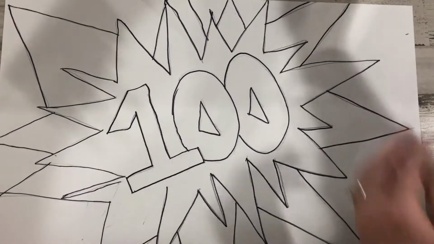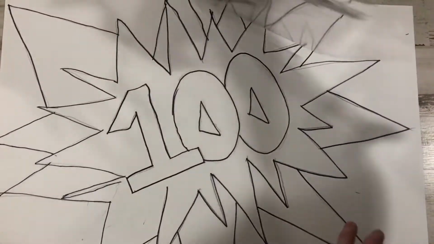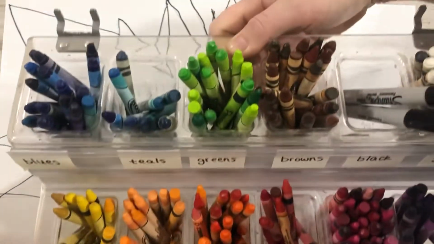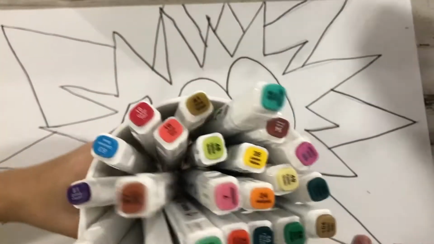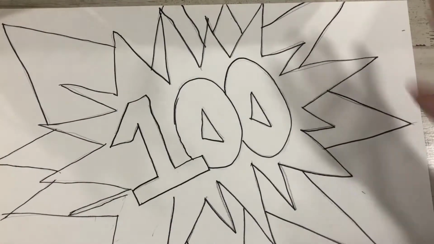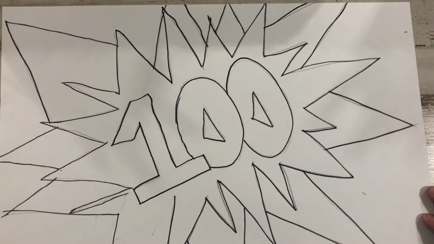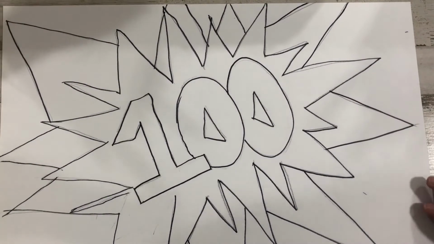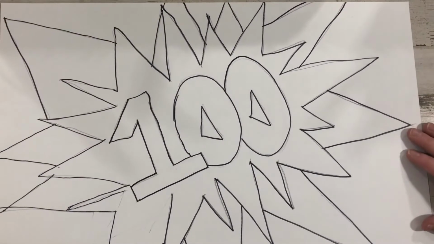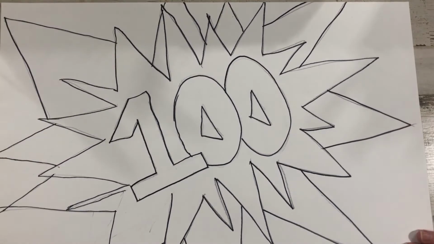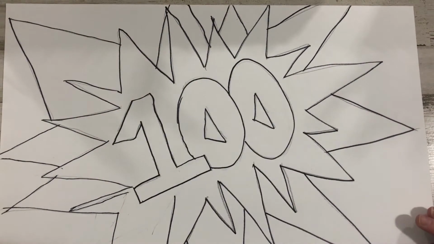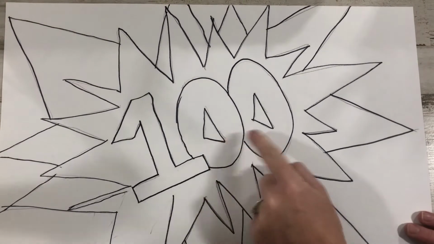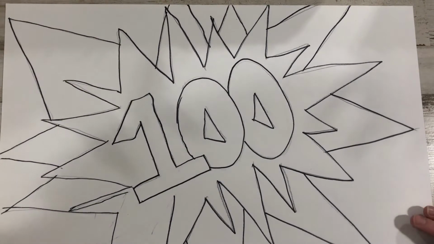Okay, so we have tons of colors to choose from. We can do any crayon that we're thinking. We can have markers, or if you have colored pencils, that works. Whatever works for you, I suggest you use what you have. We are going to start with the 100. So we're gonna start in the center. We're gonna pick a color for the 100. What color should we choose?